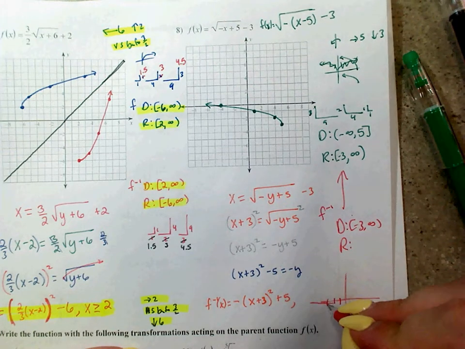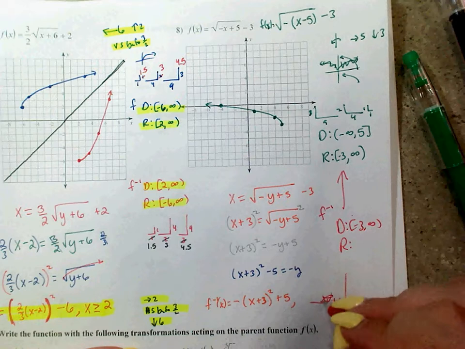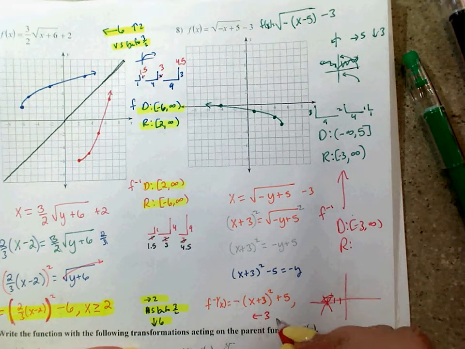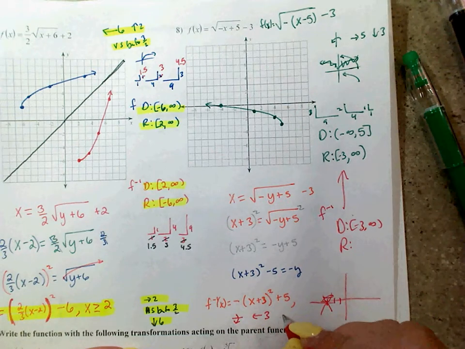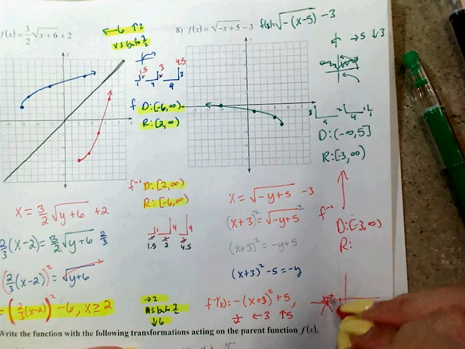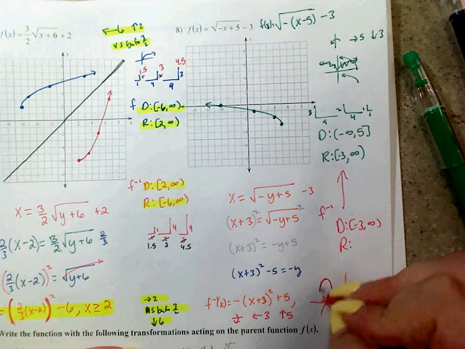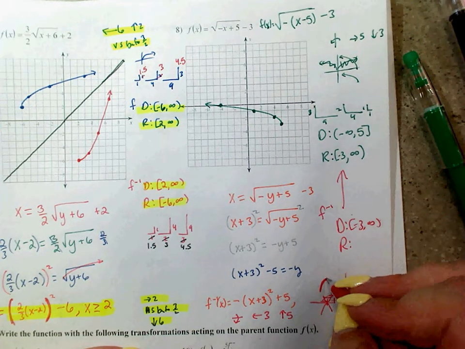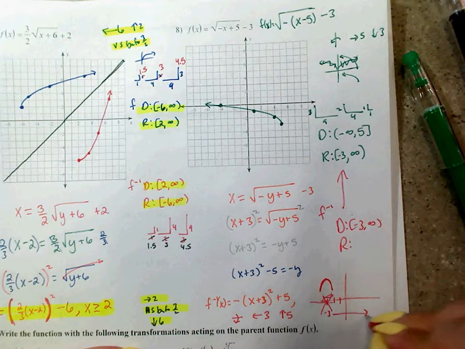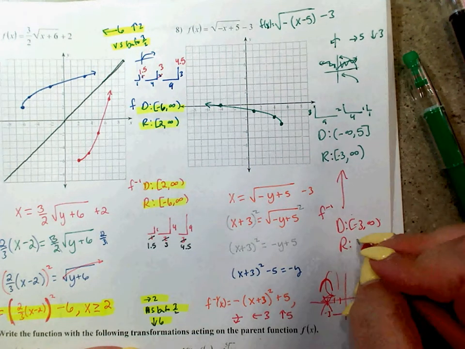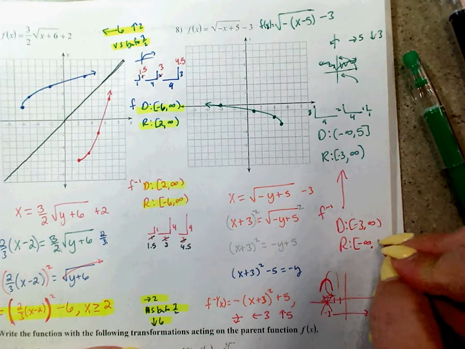Normally it looks like this. Flip it over the x, so it looks like that. And then I should have written down left 3, flip over the x, and up 5. So up 5 puts me here. So I've got a parabola that looks like this, but my domain should only be from -3 to infinity, which means it's only the right-hand side of the parabola. Okay? And then I know my range should be -infinity up to 5, and that tracks.